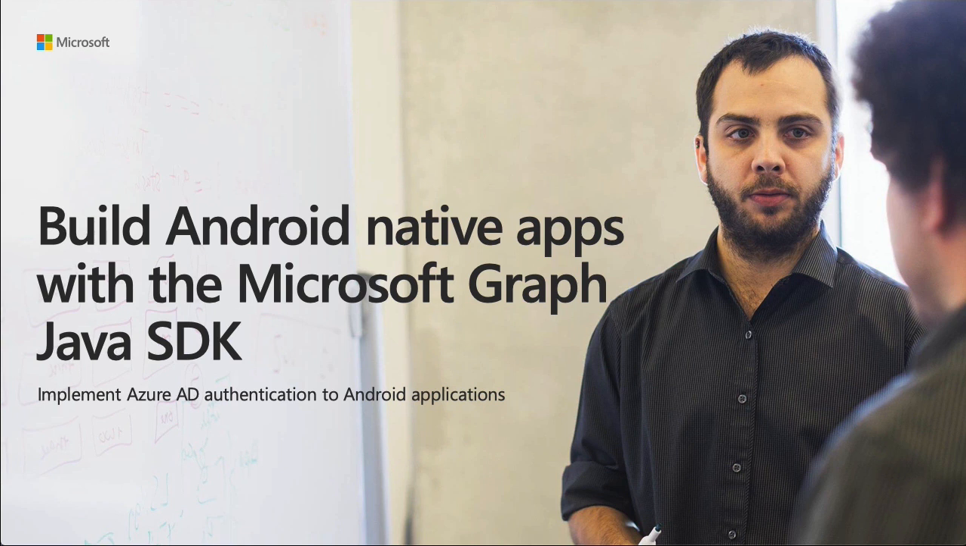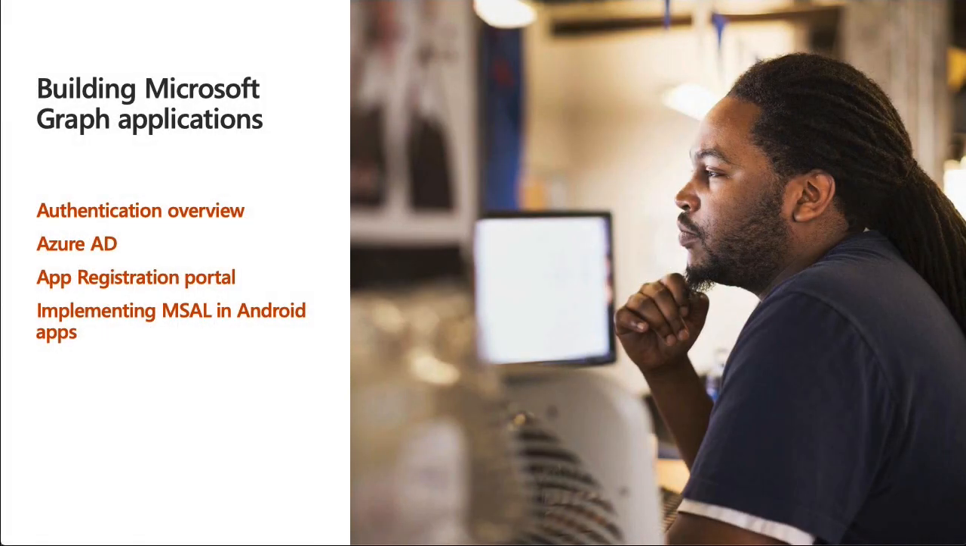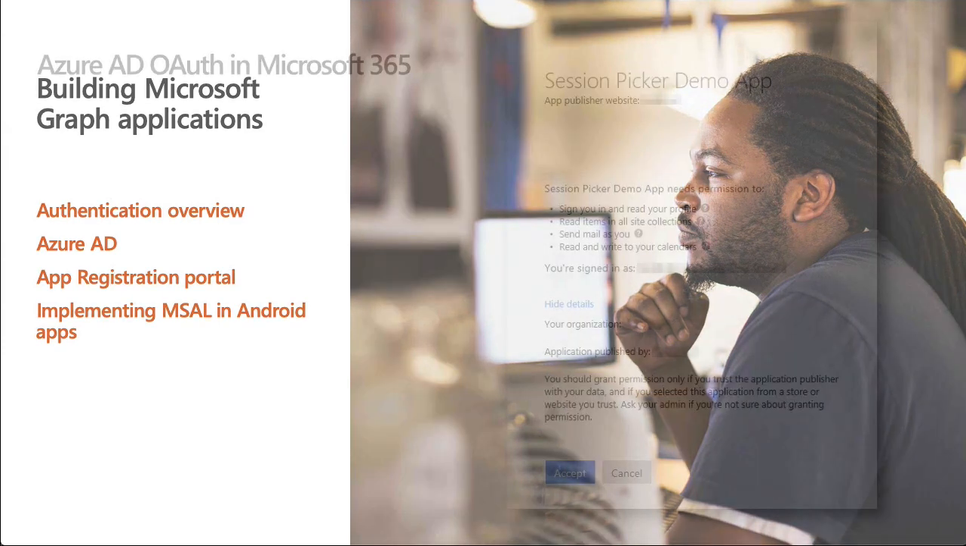In this second section of this module, we're going to focus on the authentication piece and how we can deal with authentication inside of a native application, specifically a native Android application. We're going to look at the authentication overview, talk a little bit about Azure AD, the application registration portal, or the Azure AD admin portal, and then how we can implement the Microsoft Authentication Library in Android-based applications.